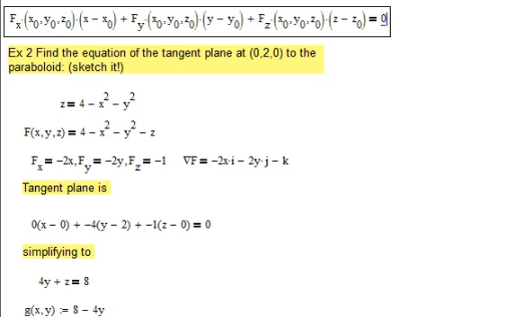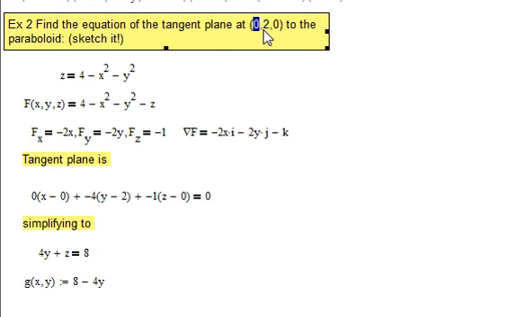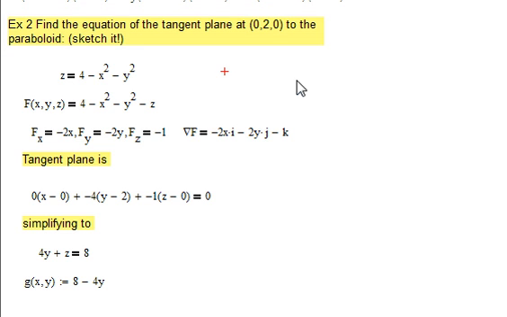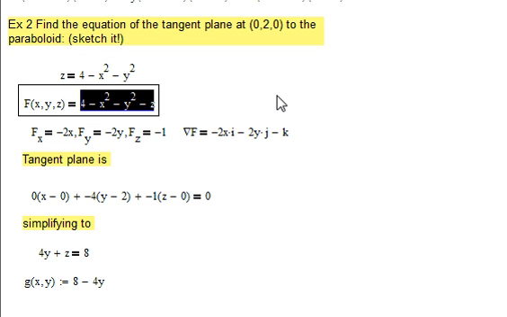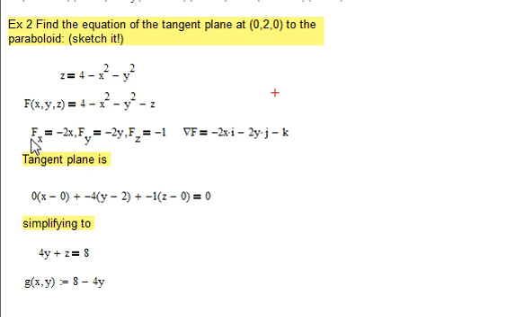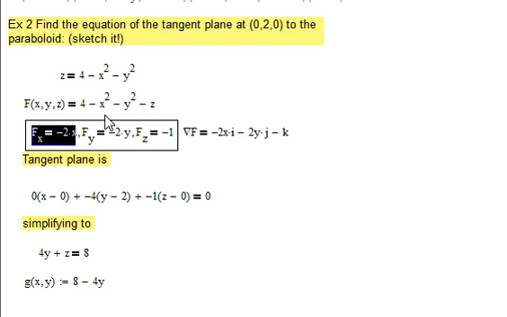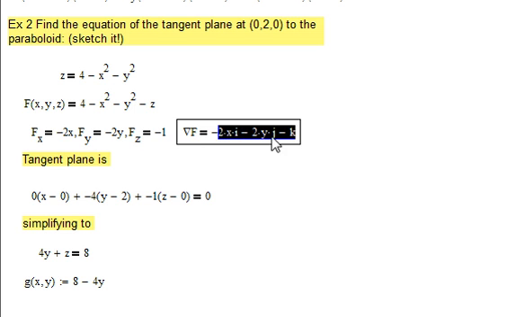So let's do an example. Find the equation of the tangent plane at (0, 2, 0) to the paraboloid and sketch it. Well, I sketched it above, so we've seen the picture of it. So if this is our paraboloid, z = 4 - x² - y², and f(x, y, z) is 4 - x² - y² - z, and that means our partial with respect to x is -2x, our partial with respect to y is -2y, and our partial with respect to z is -1. So del f is -2x i - 2y j - 1 k.